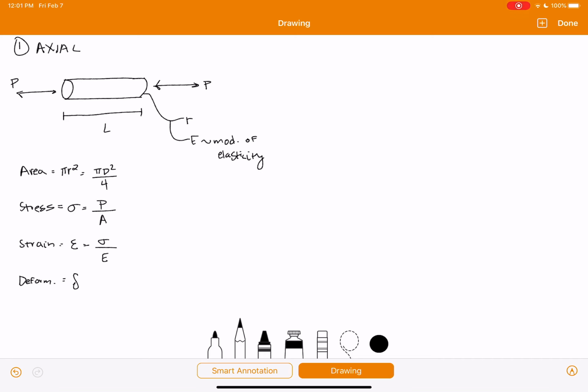And then finally we can find our deformation, which we use lowercase delta for that. So if we're in tension, this bar is going to get longer, but if we're in compression, then it's going to get shorter. So that deformation, whether it's elongating or shortening, is going to be our strain times our original length.